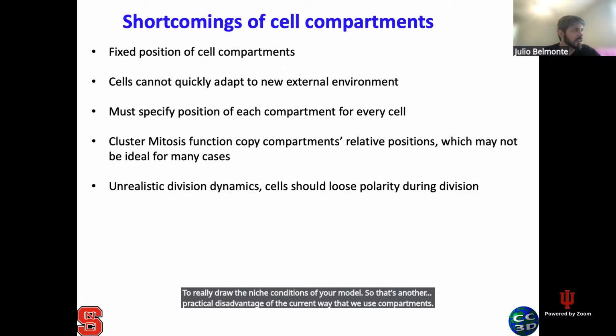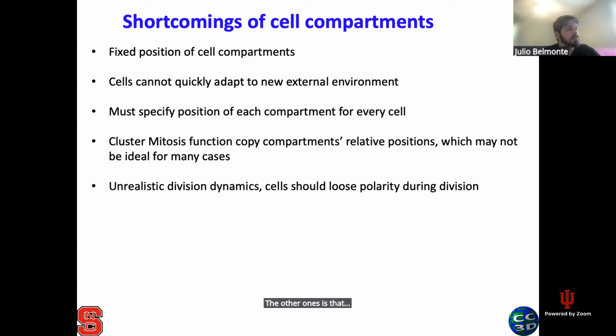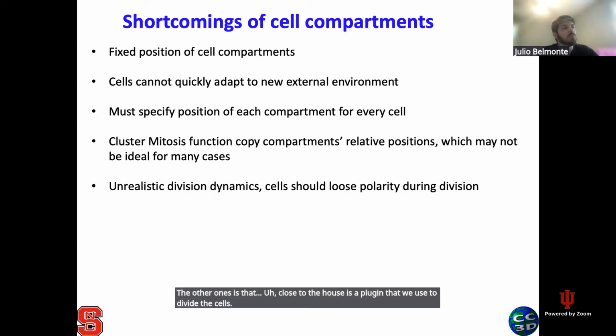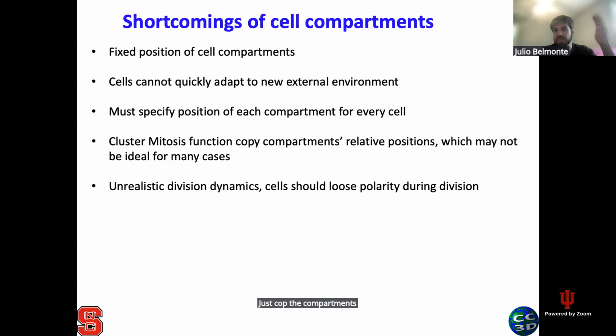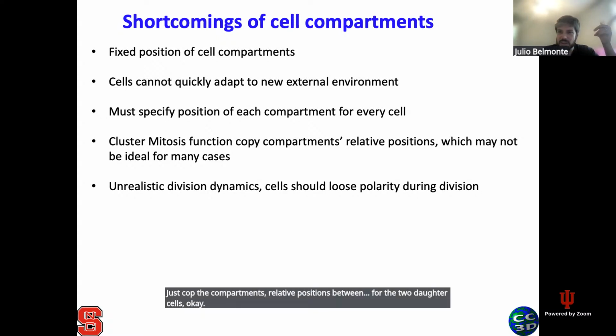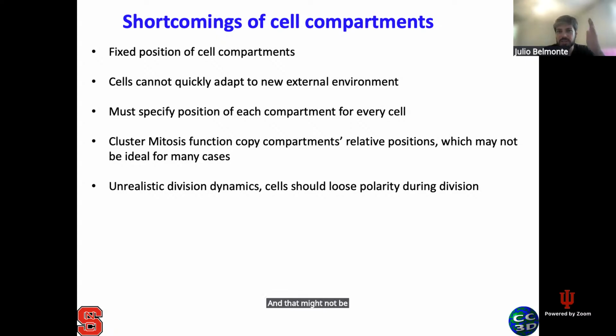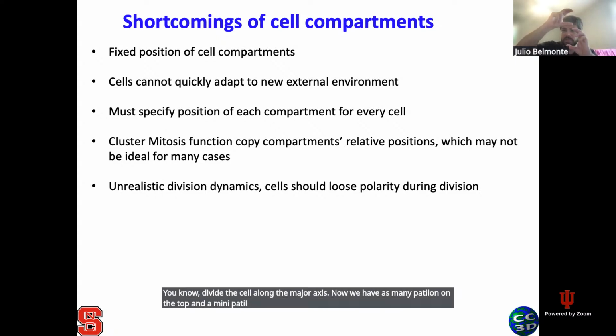The other one is that the Cluster mitosis plugin that we use to divide the cells just copies the compartments' relative positions for the two daughter cells, okay? And that might not be ideal in every case. If you have an epithelial cell like this, and you divide the cell along the major axis, now you have a mini epithelium on the top and a mini epithelium on the bottom, with the apical and basal sides kind of touching in between. So that's not what it's supposed to be.